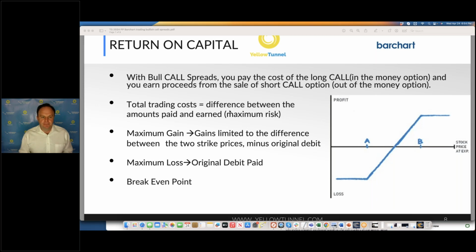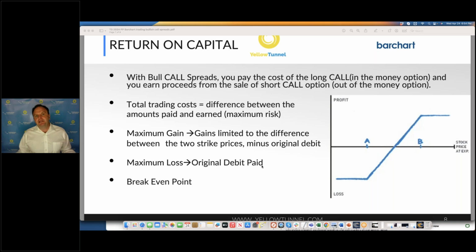So total trading cost is the difference between the amount you paid for the long leg and the premium you collected for the short leg. Maximum gain is the difference in strike prices, the difference between point A and B, 110 minus 100, $10, and the debit you paid. Let's say the spread costs you $2, $3. So it'll be the difference in strikes minus the debit you have paid. And maximum loss is the original debit.